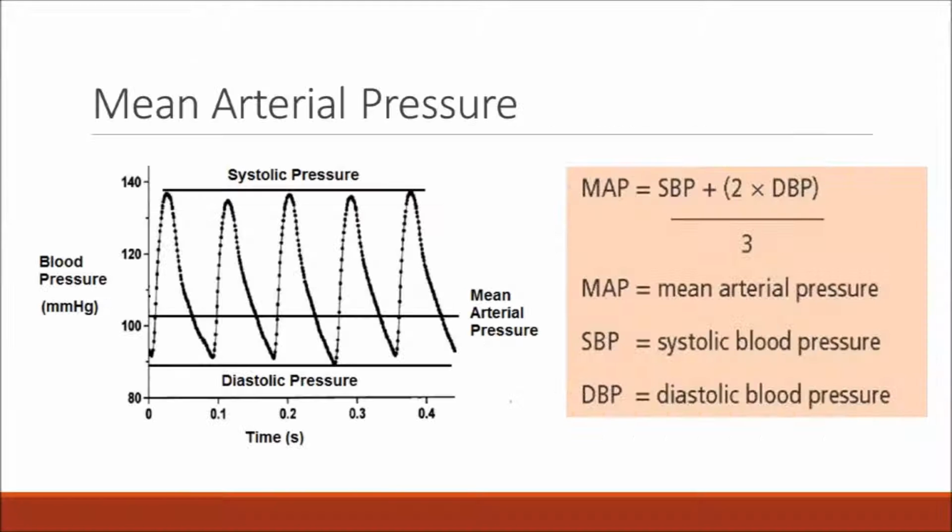Another important cardiovascular measure is the mean arterial pressure. And this is the average pressure that drives the blood into the tissues throughout the cardiac cycle. The mean arterial pressure is defined as the diastolic pressure plus a third the difference between systolic and diastolic pressures. You can see the equation on the slide.